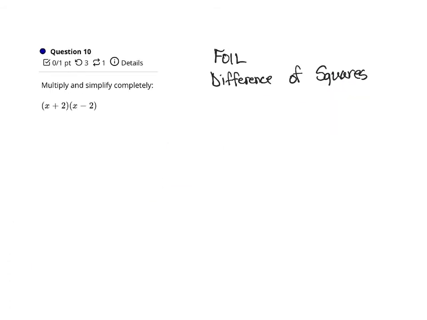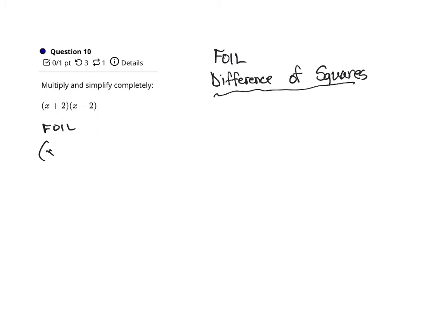This is FOIL. We're going to do FOIL. And when we do this, notice the binomials are exactly alike except one's a plus and one's a minus. When you have binomials that are exactly alike except one's a sum and one's a difference, you're going to end up with the difference of squares. That's going to be your answer. It's going to be a difference of squares. So let me show you FOIL first.